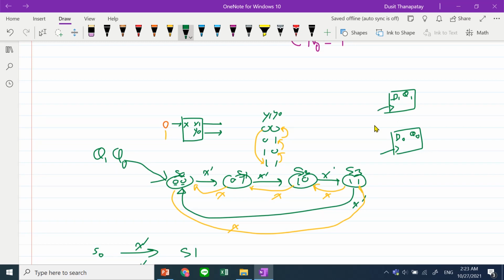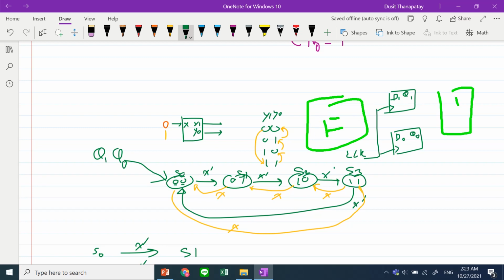This is the clock. Now you must determine the equation for circuit F and circuit G. For circuit G, the output is Y1, Y0.